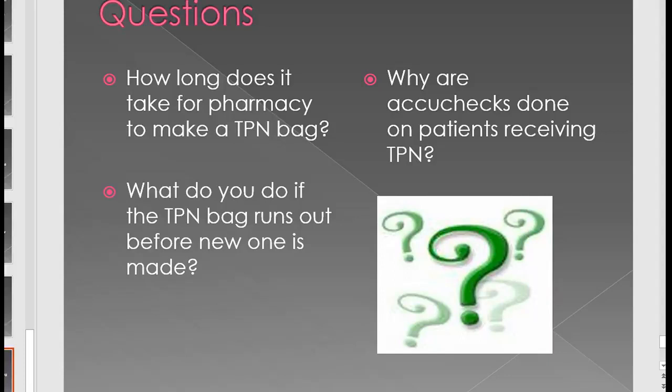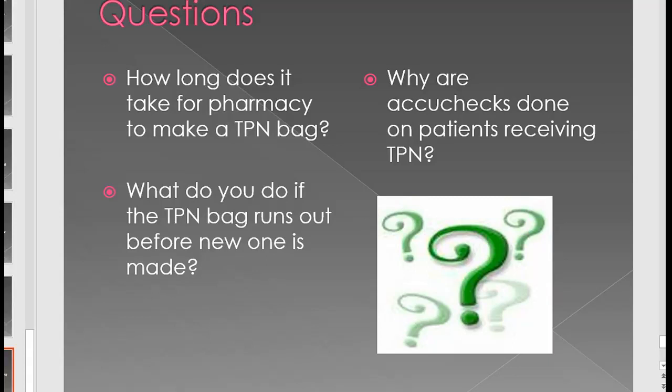Which leads us to our next question. What do you do if the TPN bag runs out before a new one is made? The answer usually is to hang a bag of D10 running at the same rate that the TPN bag would be hanging. Now, you just need to check your facility policy to find out exactly what they would want you to hang, but that is the norm because they're afraid of a patient having a rebound effect of hypoglycemia.